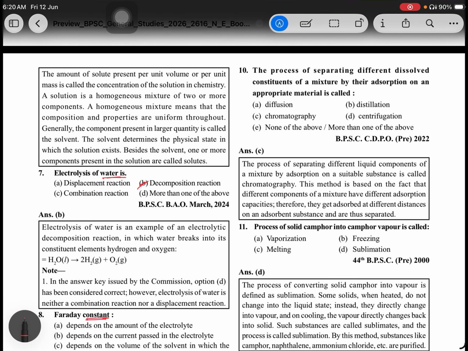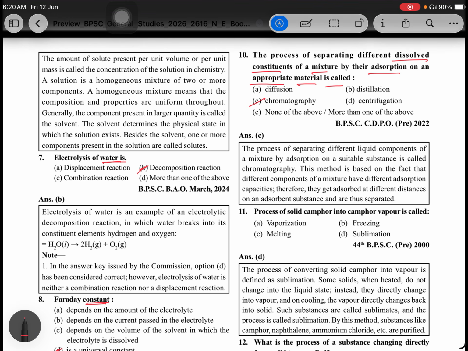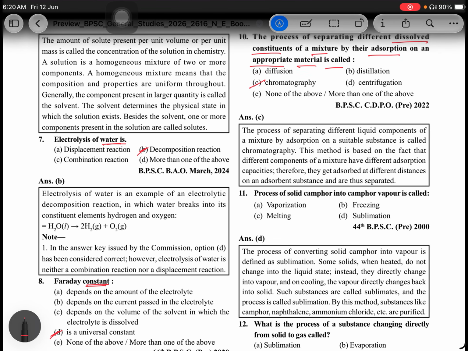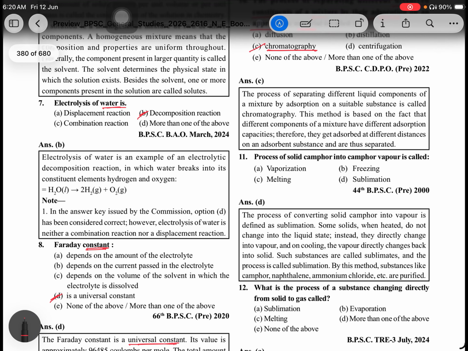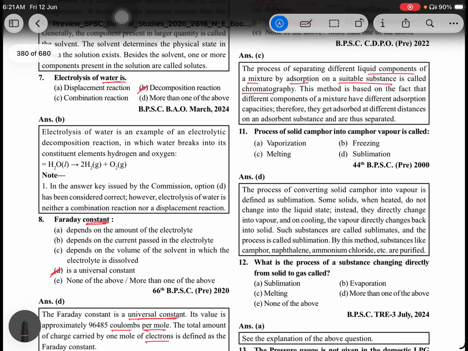The process of separating different dissolved constituents of a mixture by adsorption on an appropriate material is called, that is C, chromatography. The process of separating different components of a mixture by adsorbing on a suitable substance is called chromatography. The method is based on the fact that different components of a mixture have different adsorption capacity. Therefore, they get adsorbed at different distances on an adsorbent substance. These are thus separated.